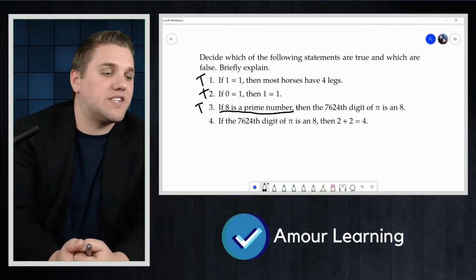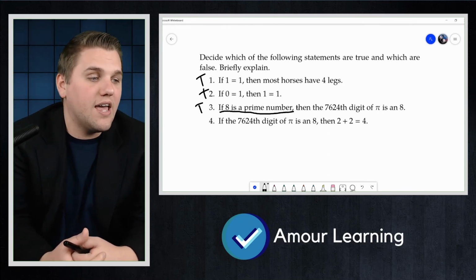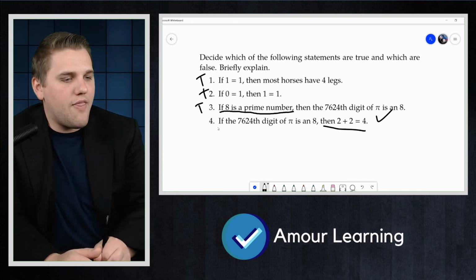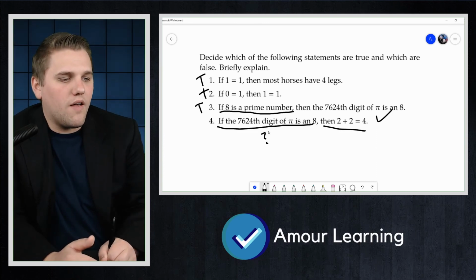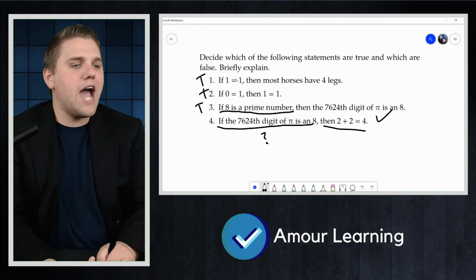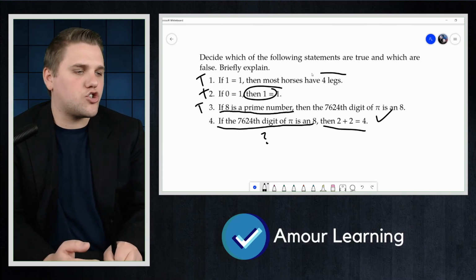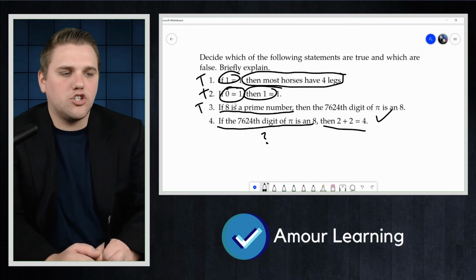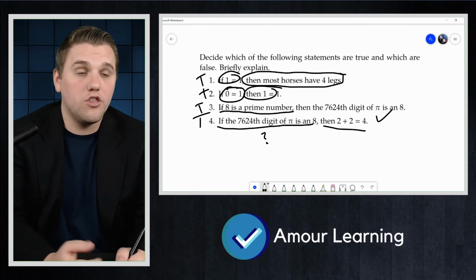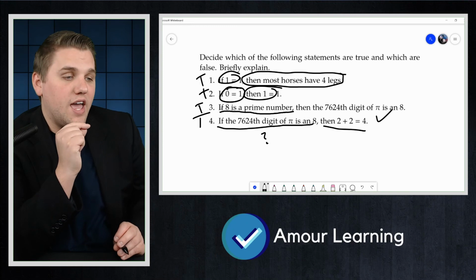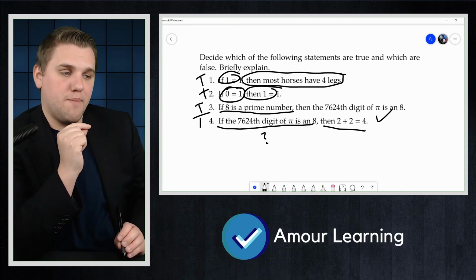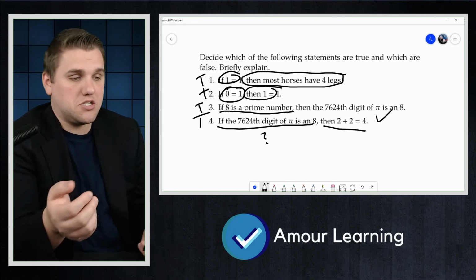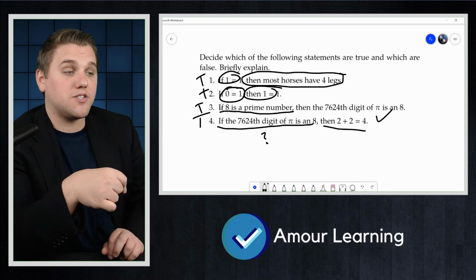And then lastly, number 4: if the 7,624th digit of pi is an 8, then 2 plus 2 equals 4. Again, the conclusion here is true, and the hypothesis here, well, I don't know. It could be true or false. But either way, if the conclusion is true, like it was in these two cases, it doesn't matter if the hypothesis is true or false. This will be true. The only way to prove that this is false is if you can show that the P here, the hypothesis, is true, which maybe it is, who knows, and the conclusion is false, which it's not.